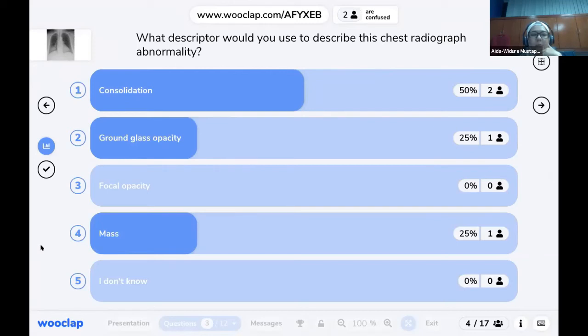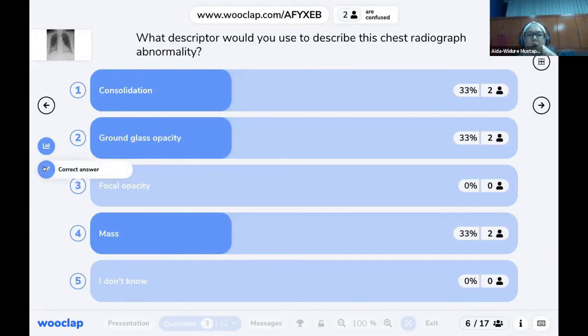All right. So I see that most of you have answered consolidation. Similar numbers have answered consolidation and ground glass opacity. So this again is an opportunity to rectify any misunderstanding if there is any. So if I show the correct answer, let's say we stop the answering session here. Okay, mass. Any more answers?